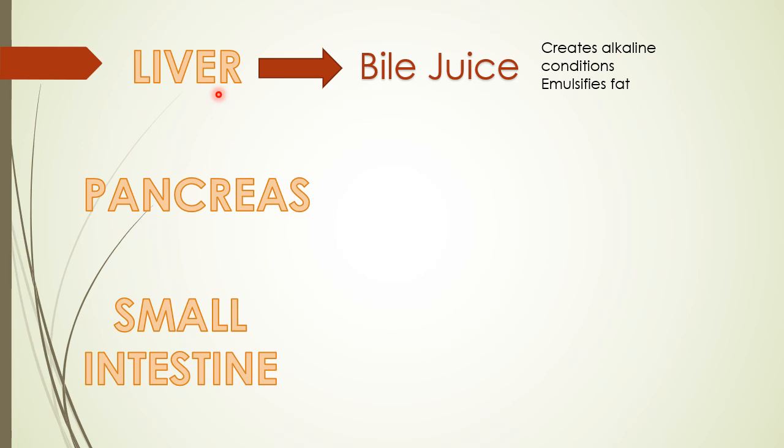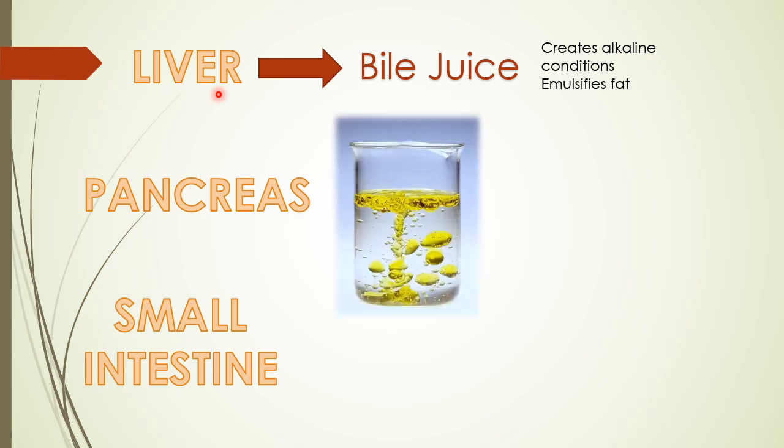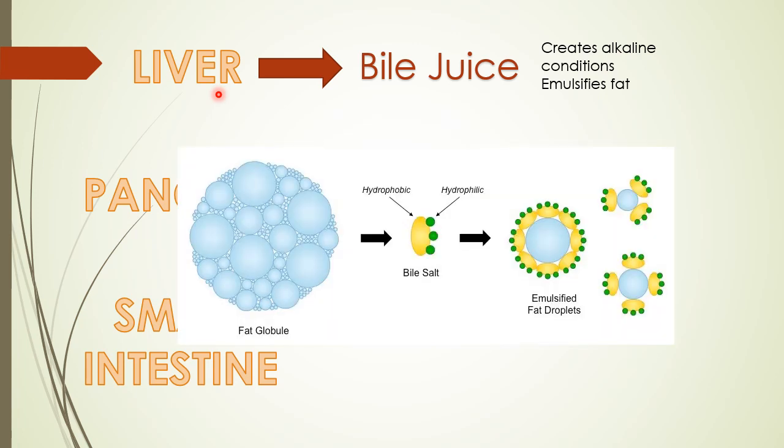Now next, have you seen oil in water? When you shake it, it forms small drops known as globules. These globules make it difficult for enzymes to break down the fats in our food. So bile juice breaks these fat globules into smaller drops. This process is known as emulsification of fats.